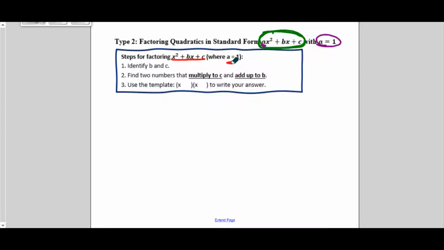The steps that we'll use to factor this: first we'll identify the b and the c values. Then we'll find two numbers that multiply to c and add up to b. Our answer when a is 1 will be in this form: parentheses x, and then another parentheses with an x in it. This will be the form that we're going to use for the first few problems in the notes. So this is our template that we're using when we factor when a equals 1.